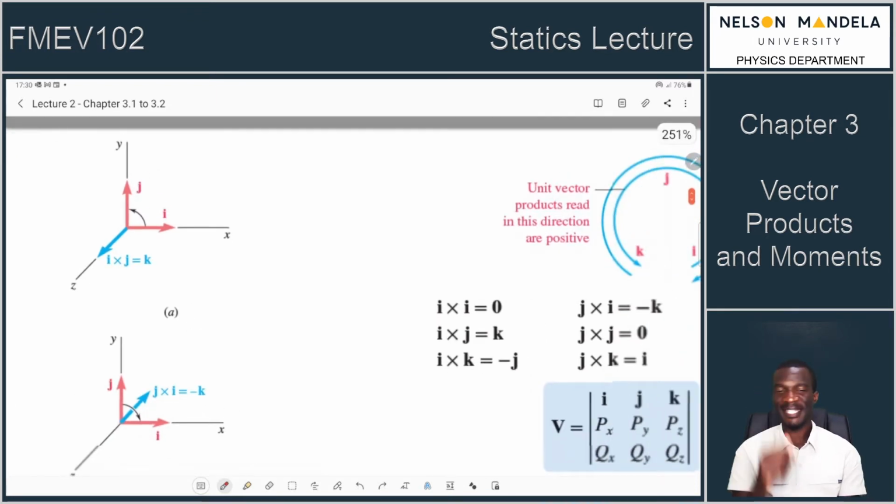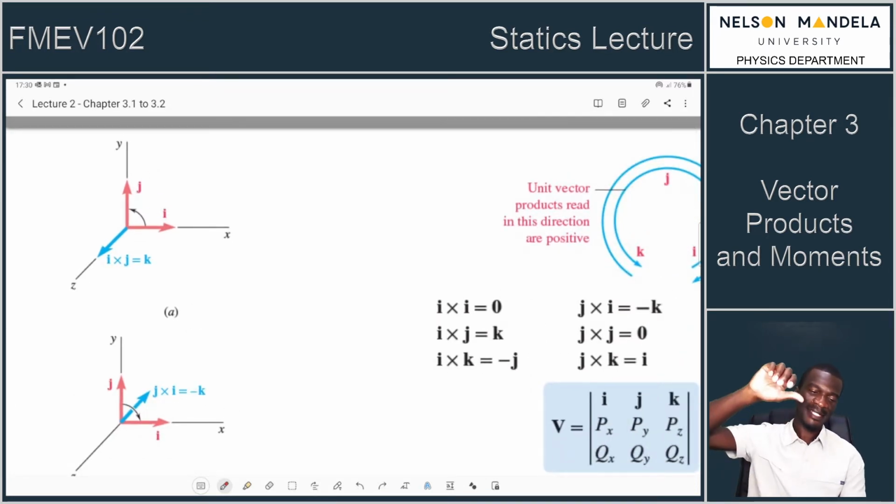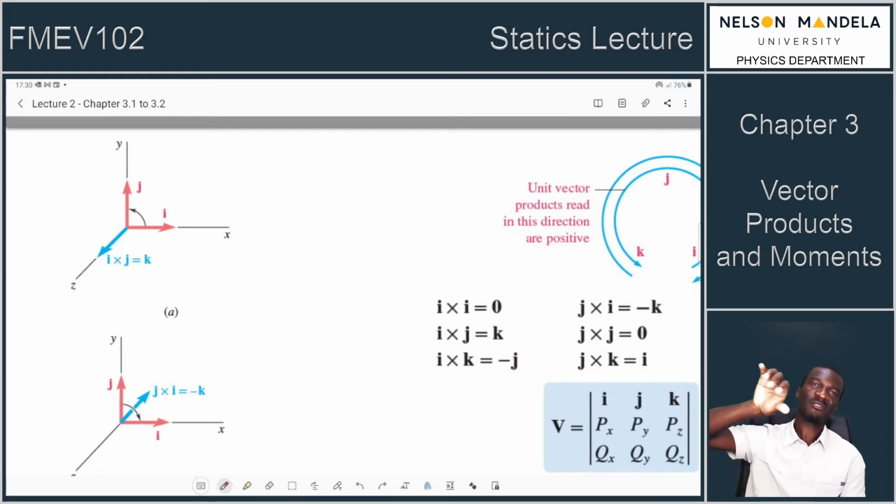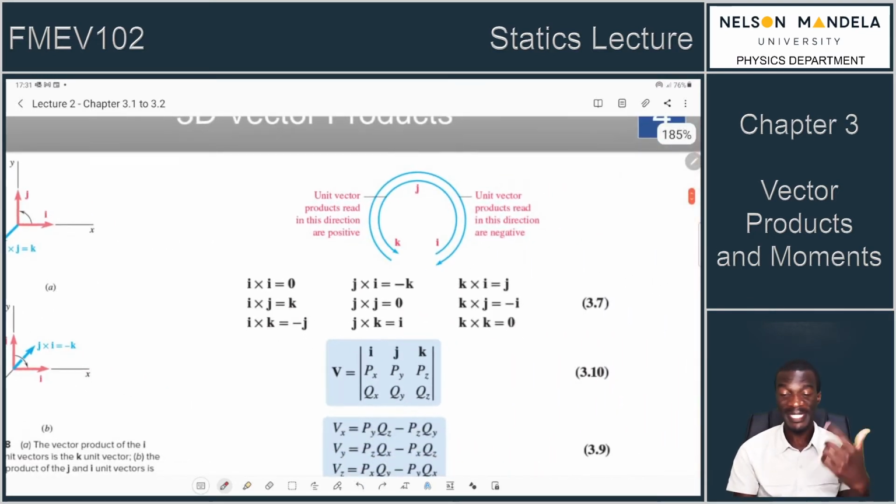Now let's do it the other way. Let's cross j cross i. So I have to twist my hand, guys. Okay, I guess you get the point. It's one and the same thing like we said the other time. We would have to point this finger on the other side in order to rotate in the opposite direction. So because of that, my cross product becomes the opposite vector, or the negative vector.